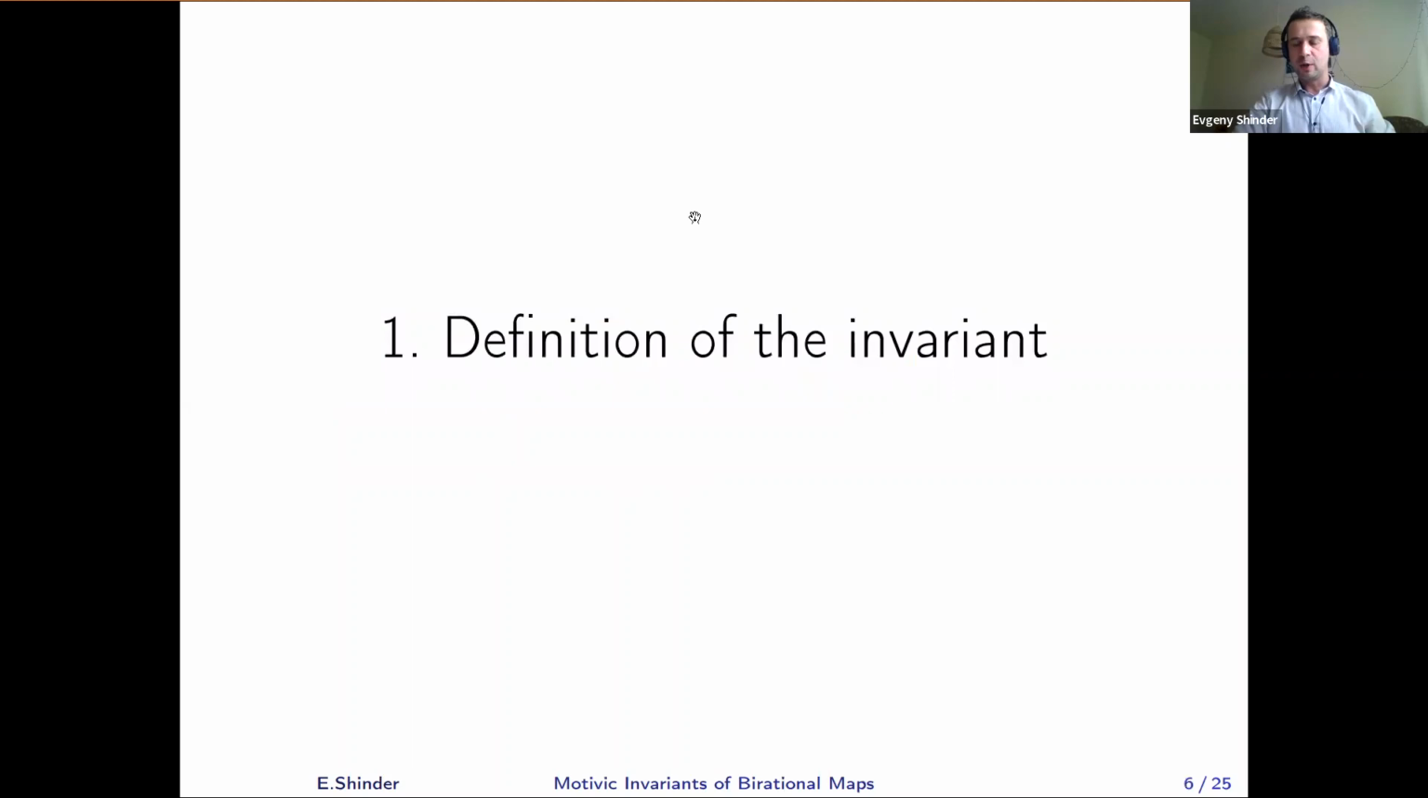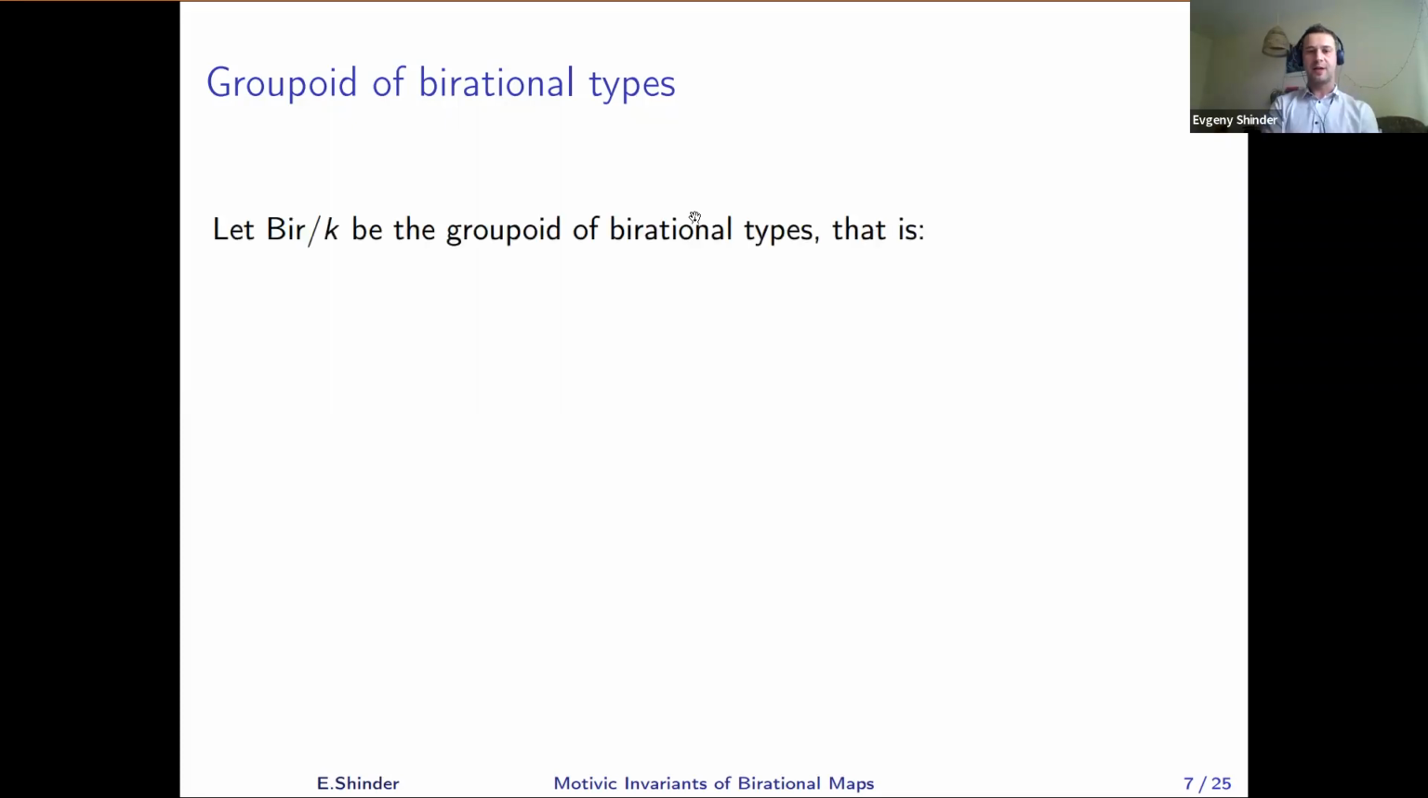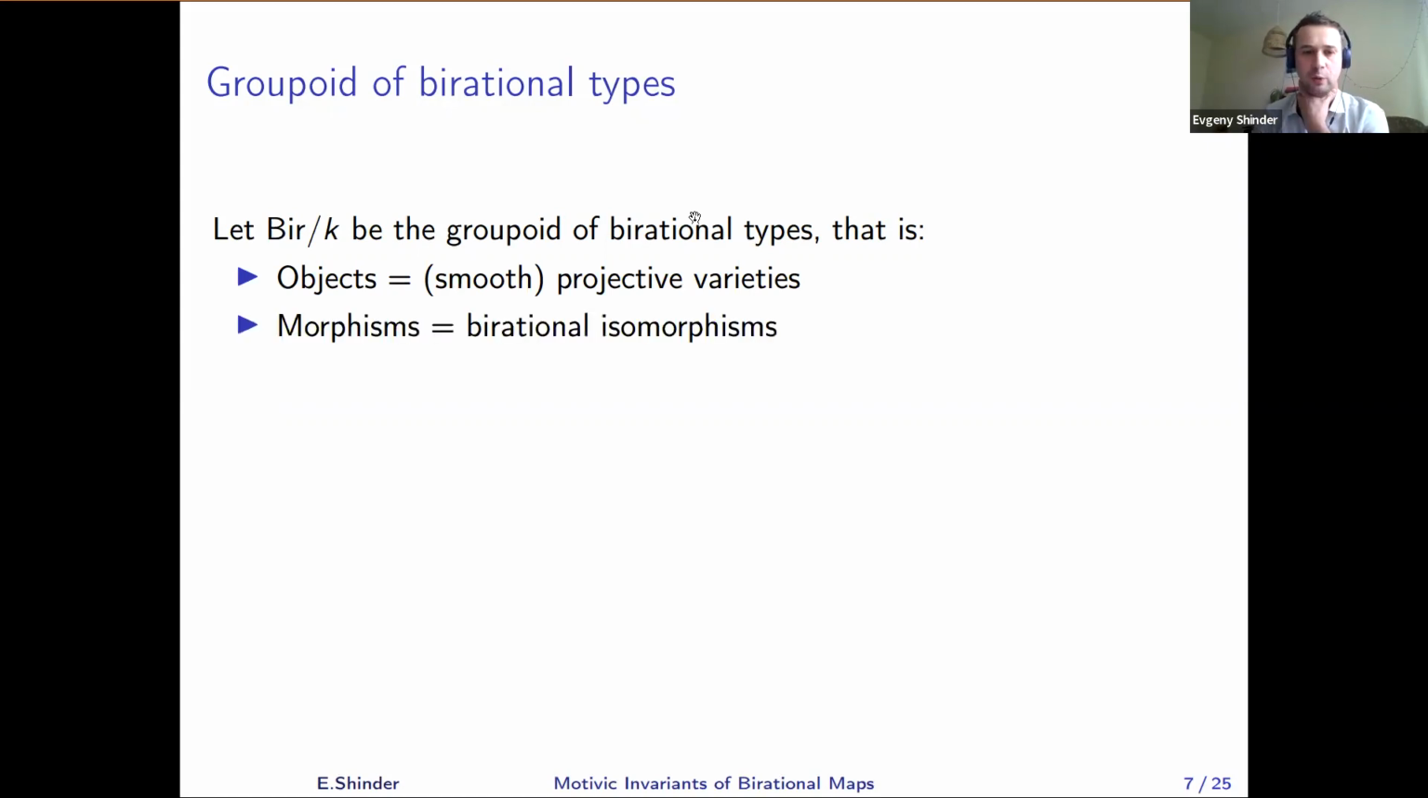Okay, so we begin with the motivic invariant. I just introduce the category we work with, and the category is that of birational types. So we look at projective varieties over a field or smooth projective varieties, depending on the context. In characteristic 0, it won't matter. And morphisms are birational isomorphisms. So that's a natural place where birational geometry happens.